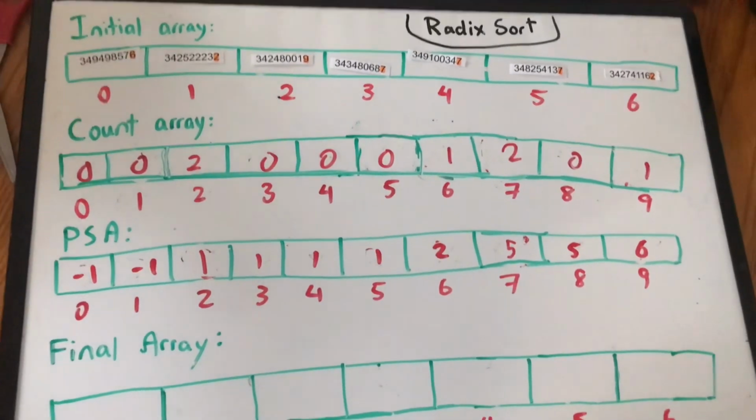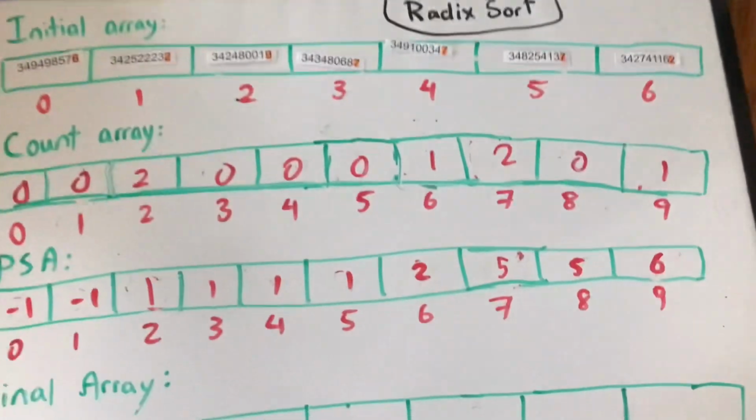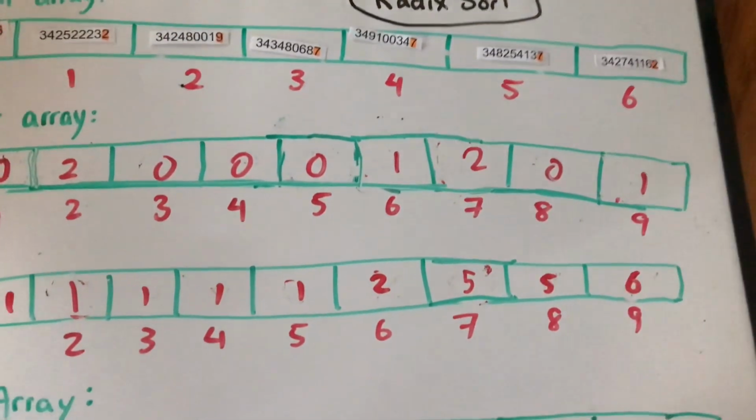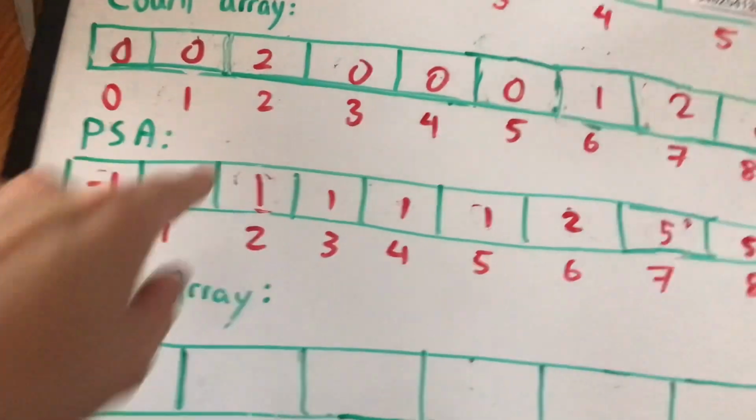Now we will transfer the initial array into the final array, and we'll do this by looping backwards. So starting from the last element, the key, so the bucket that it belongs to, is 2. And the prefix sum array of 2 points at position 1.